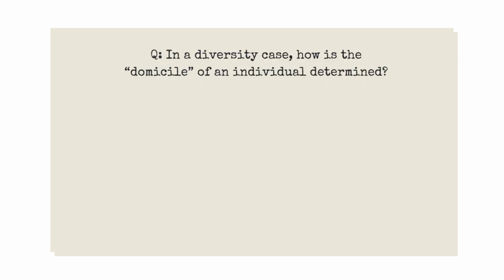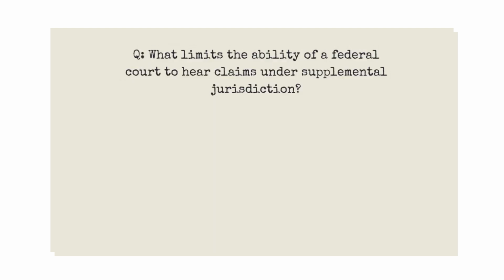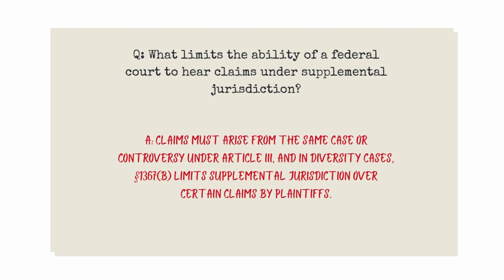In a diversity case, how is the domicile of an individual determined? Domicile is determined by physical presence in a state plus the intent to remain there indefinitely. What limits the ability of a federal court to hear claims under supplemental jurisdiction? Claims must arise from the same case or controversy under Article 3, and in diversity cases, Section 1367(b) limits supplemental jurisdiction over certain claims by plaintiffs.